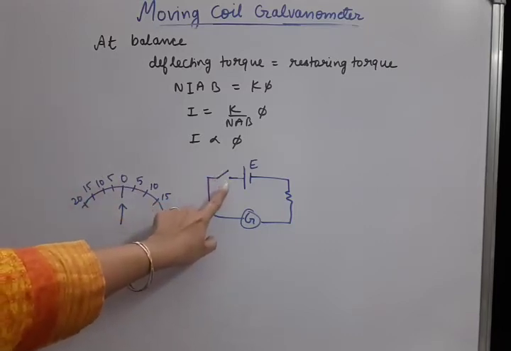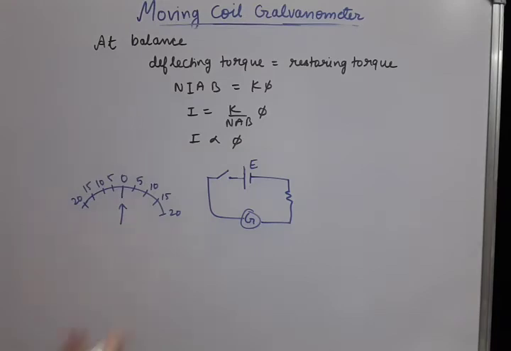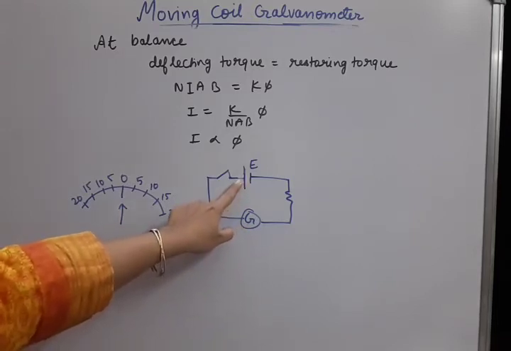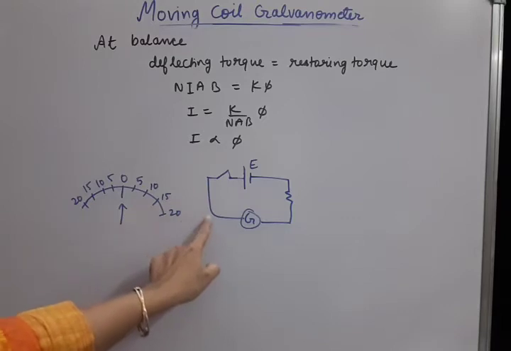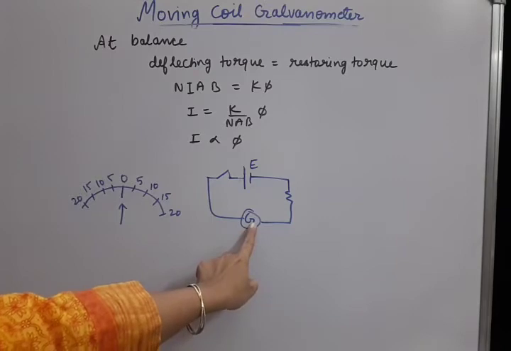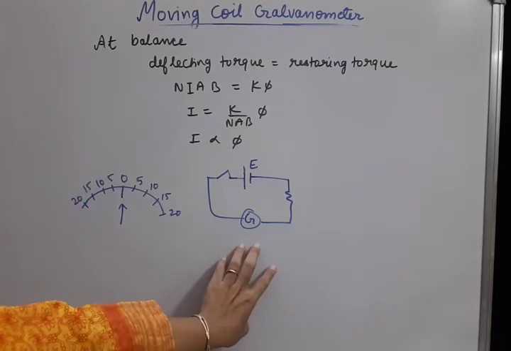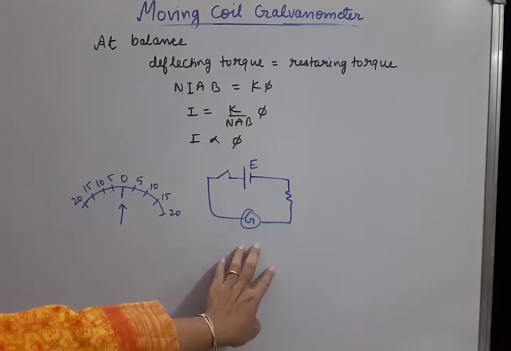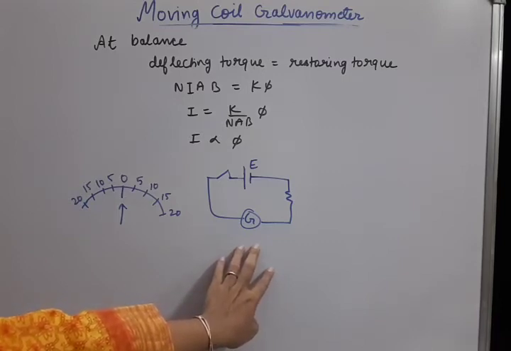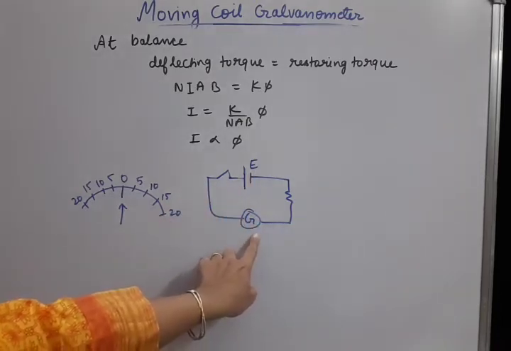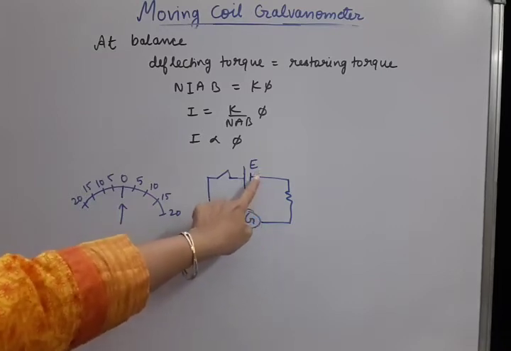Now as soon as we close the key, closing the key means this way, current will start flowing from the positive of the battery. Some magnitude of current will flow. Now what will happen? In this galvanometer, this is only the symbol of the galvanometer. The actual circuitry we have just seen, one coil ABCD will be present in the magnetic field. So as soon as the current enters the coil of the galvanometer, because of the battery, current will enter.